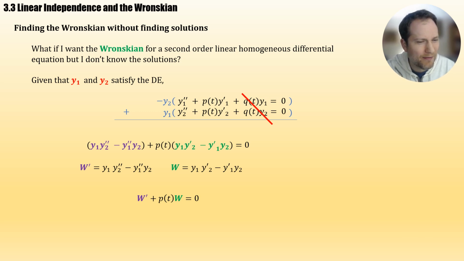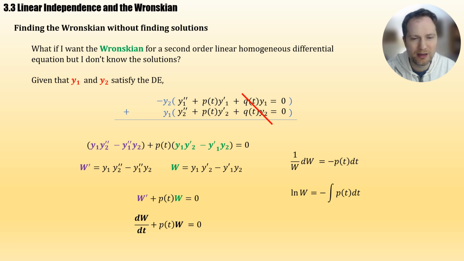So let's just summarize what we just did. What we're looking at is W prime plus p of t times W equals 0, or if you like Leibniz notation, there you go. And that's interesting. We've got a differential equation that's not in terms of y, but in terms of the Wronskian function W. Well, that is actually its own very nice differential equation. Let's take a look at that. Isn't that cool? We can easily solve that. It's separable.